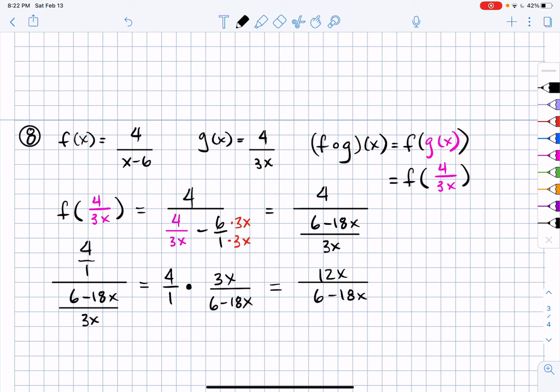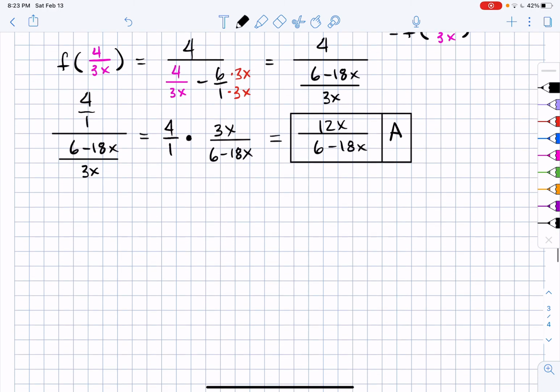However, this choice is already there, which is really choice A, instead of the reduced version. So here's my choice A, and that would be my answer at this time. The answer is choice A. There we go. All right, so number 9.